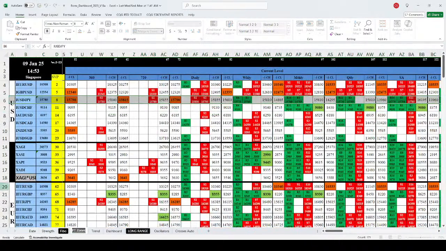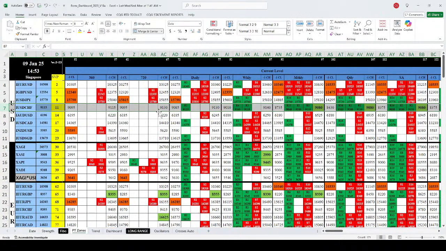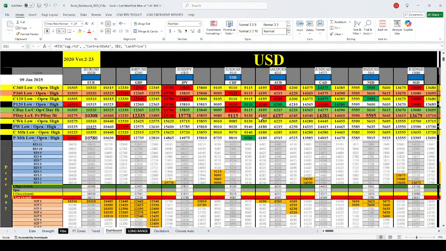Let's move on to the PT zones. It is telling us the same picture, but more to the buying side, because I think we are getting strong support. Okay, so let's move on to the dashboard.